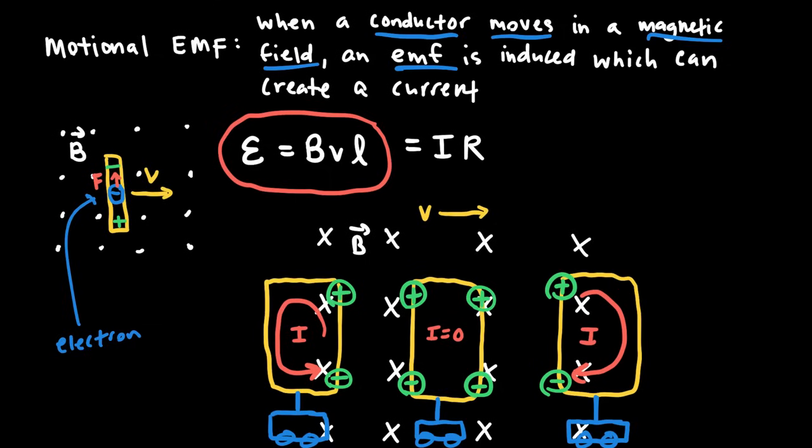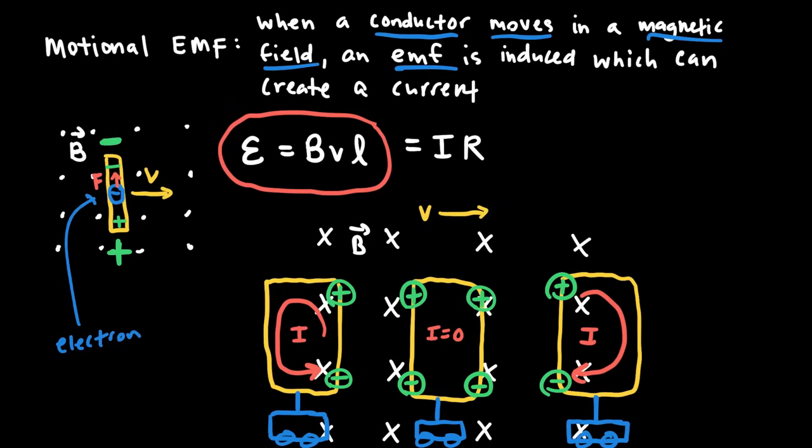And so you can imagine, if there are electrons in this conductor, there's a tendency for those electrons to go toward the top of the conductor. There's a tendency of positive charges to go toward the bottom of the conductor. For that reason, there's a potential difference that is created across this conductor.